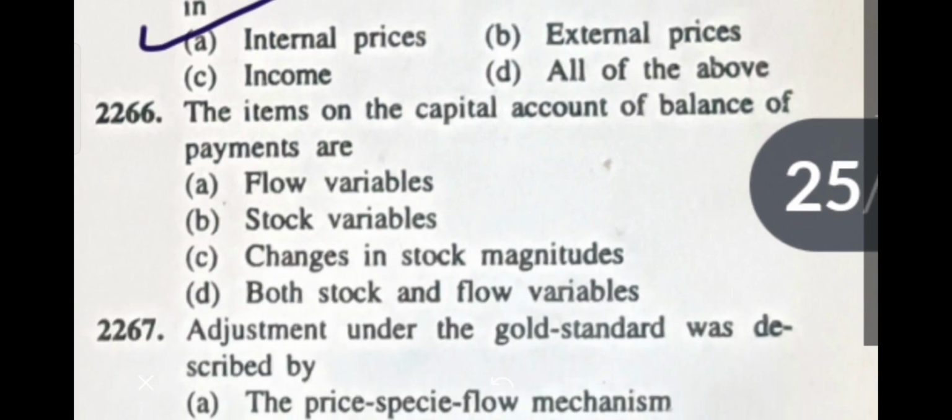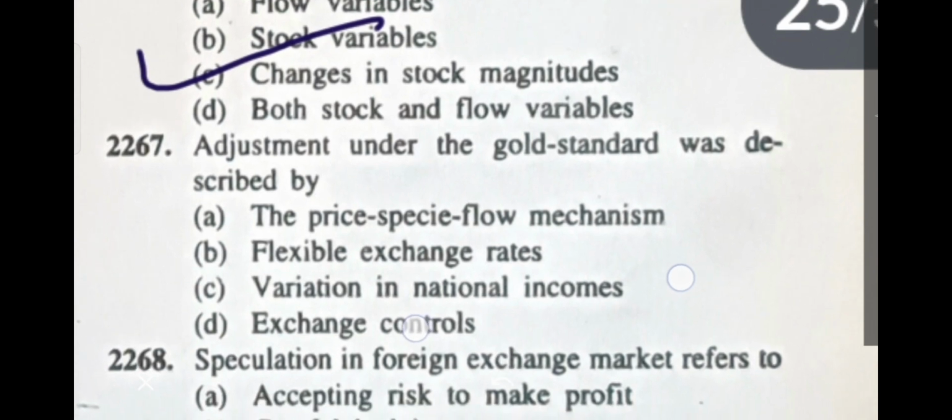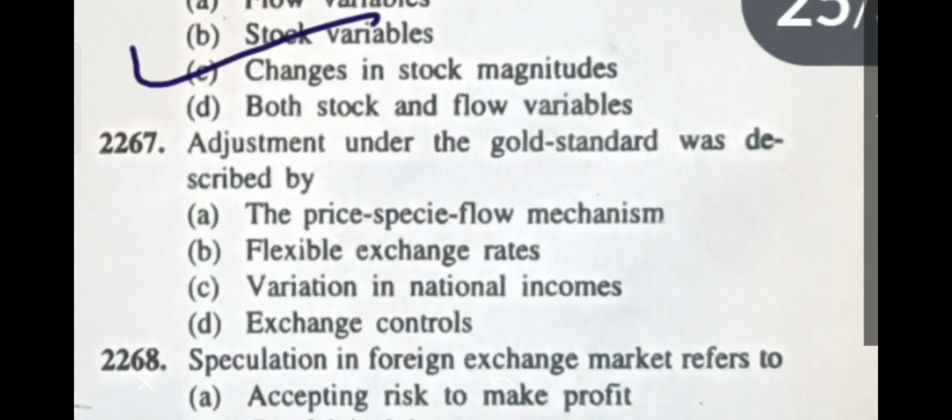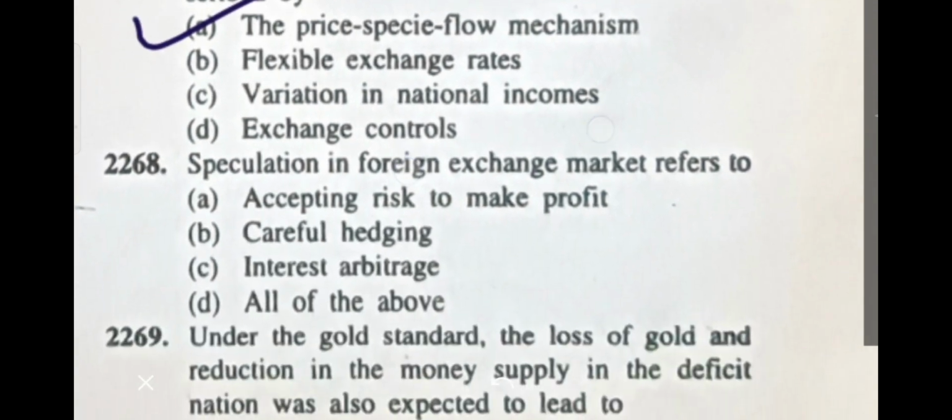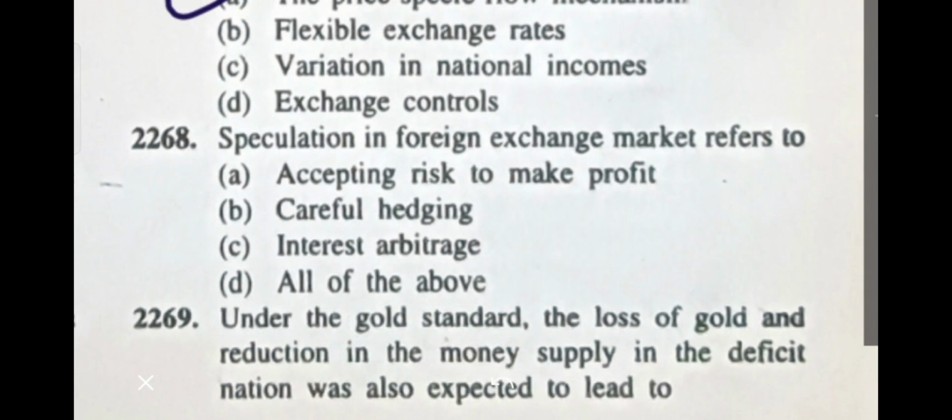The items of the capital account of balance of payment are change in stock magnitudes. Adjustment under the gold standard was described by the price specie flow mechanism. Speculation in foreign exchange market refers to accepting risk to make profit.